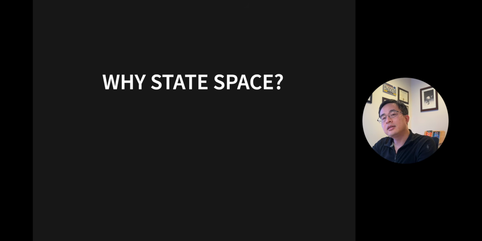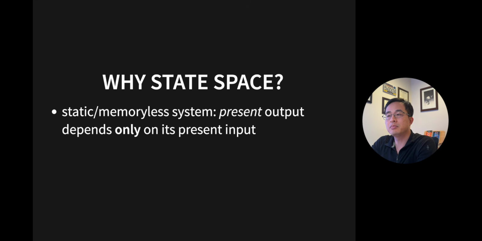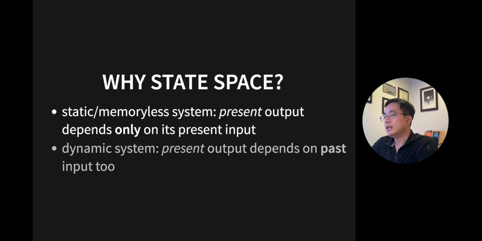Third, why state space? In control engineering, a static system's output depends only on its present input. So a static system is also known as a memoryless system, where the output is not impacted by the past. The broader class of systems, dynamic systems, are those where the present output depends not only on the current input, but also on past inputs.